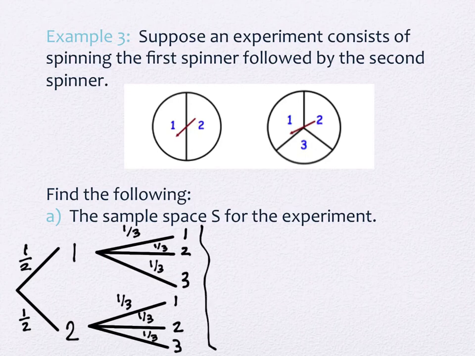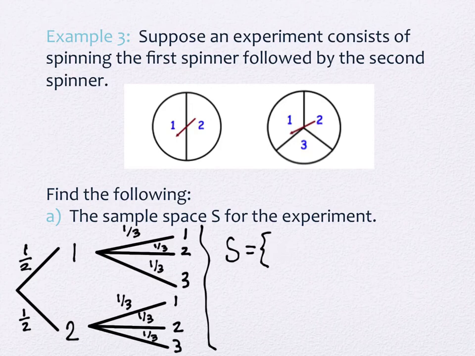They ask for the sample space. A sample space is simply a list of the things that can happen. So I'm going to put a curly brace. That's how we indicate sets, and that's what a sample space is. It's a set. So I could spin a 1 and a 1. I'm just going to write it as 1, 1. If you don't like that, you're welcome to write it as ordered pairs (1, 1). Whichever notation you like is totally fine.